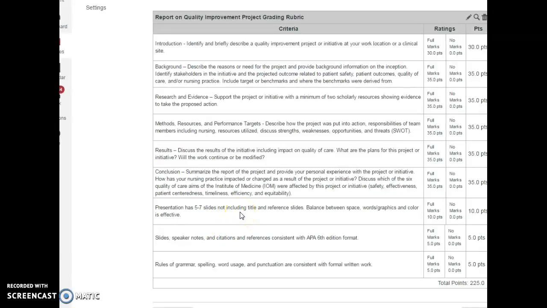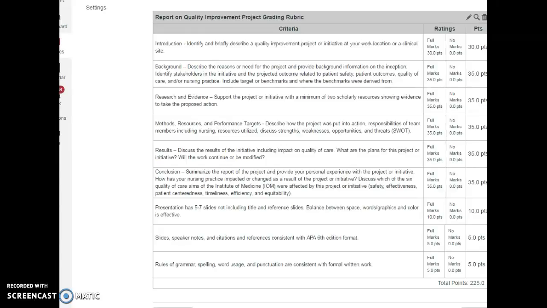Again, think back to NUR 125 when you did this. It's always really nice to have graphics, those types of things. A background instead of just a white background adds to the presentation, and make sure it's readable, that it's not all smashed together on a slide. Again, your slides and your notes and your references need to be consistent with APA format, and again, use good grammar, spelling, punctuation.